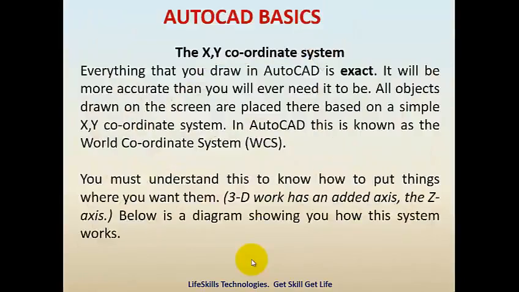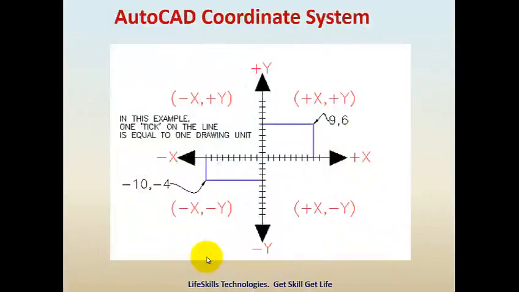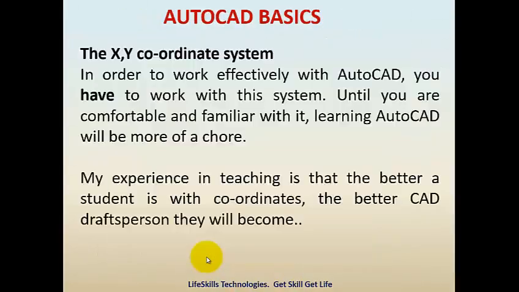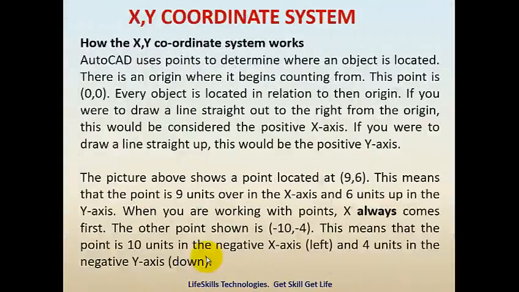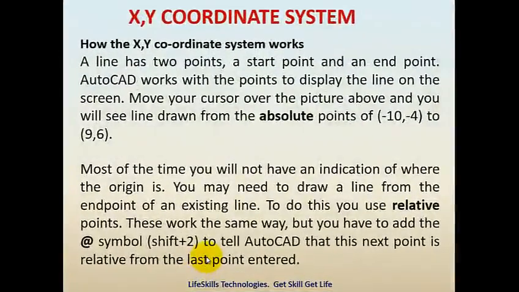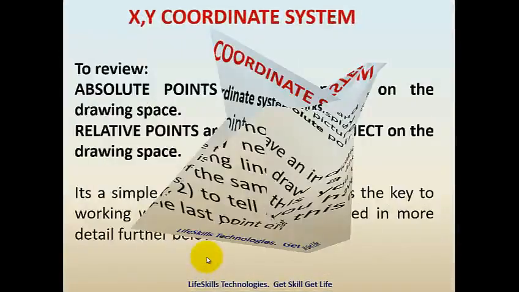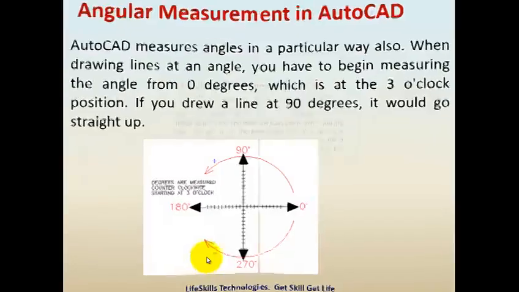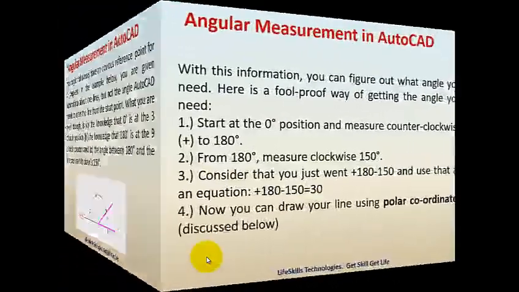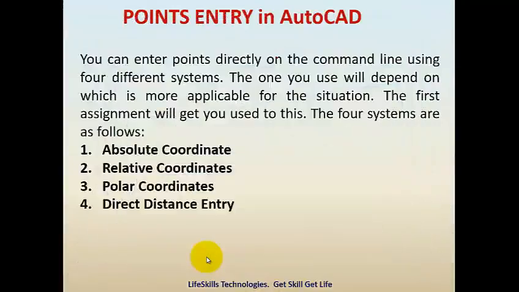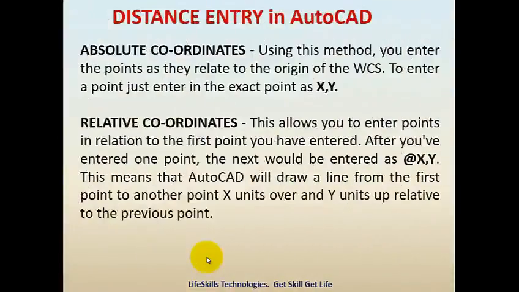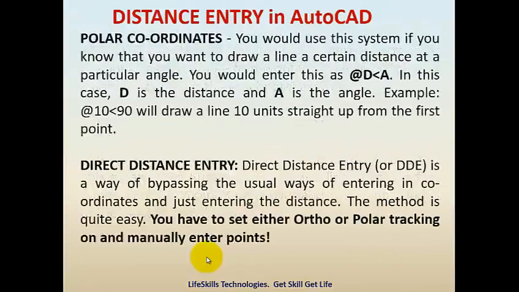the explanation of the coordinate system, and I tried to explain the world coordinate system, and I tried to explain the absolute and the relative coordinate. Then I tried to explain the polar coordinate, how we measure angle in AutoCAD. Then summarize 4 methods of entry points in AutoCAD. So I try to explain each one of them. In the next class, I'm going to introduce you to basic AutoCAD commands.